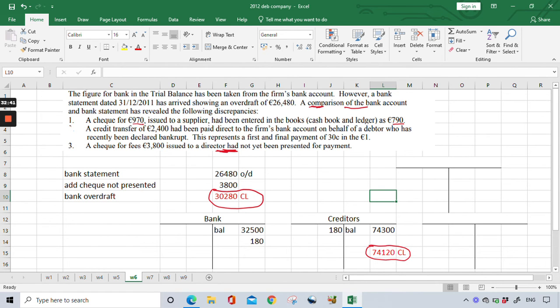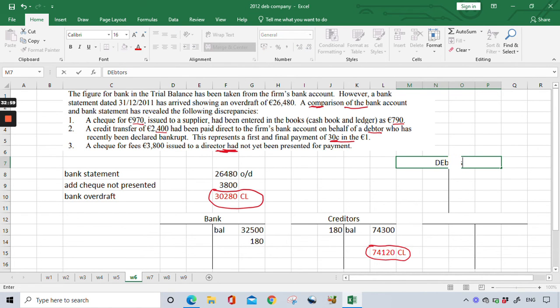Now, a credit transfer of 2,400 has been paid into the firm's bank account on behalf of a debtor who has recently been declared bankrupt. This represents 30 cent in a euro, so basically 30% of the debt. So two accounts I know we're going to need: debtors, and bad debts written off.